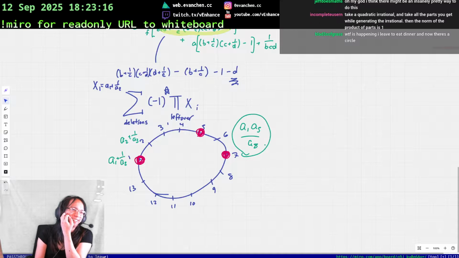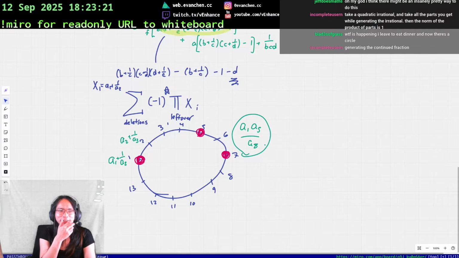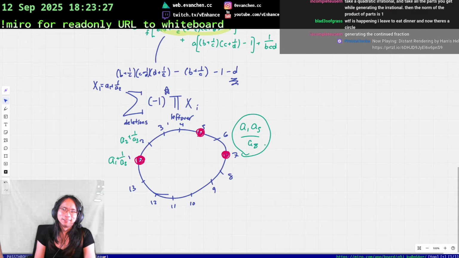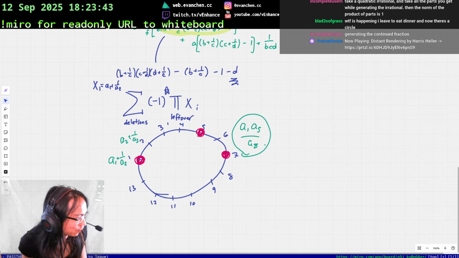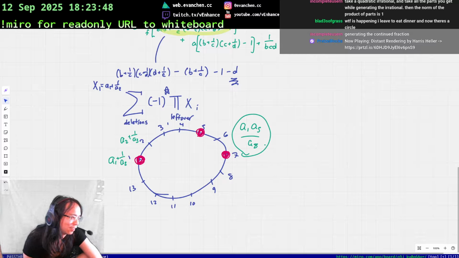I leave to eat dinner and now there's a circle. Yeah, I think there's some black magic happening. I'm not really sure exactly what anymore. But I think there's a claim that you can write the desired polynomial as a certain combinatorial thing where you delete adjacent pairs. And then there's some other claim about continued fractions. And then there's a third claim that these two things are actually the same. I don't understand any of the 3 claims, but it's okay, we roll. Generating the irrational, norm the product generators.